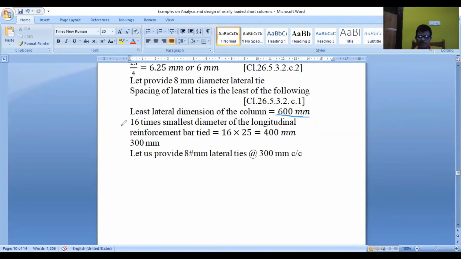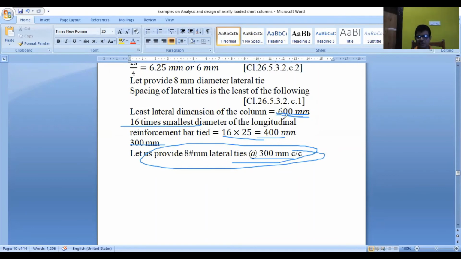Now in this problem the least lateral dimension is 600, and 16 times the diameter, because you are providing one kind of bars, so you are taking 16 times 25, that is 400. So 600, 400, minimum is 300. So you have to provide 8 mm bars at 300 spacing. Out of these 3 criteria, the least value will be taken. So check all these things from the code. It is written very clearly, and then provide accordingly.